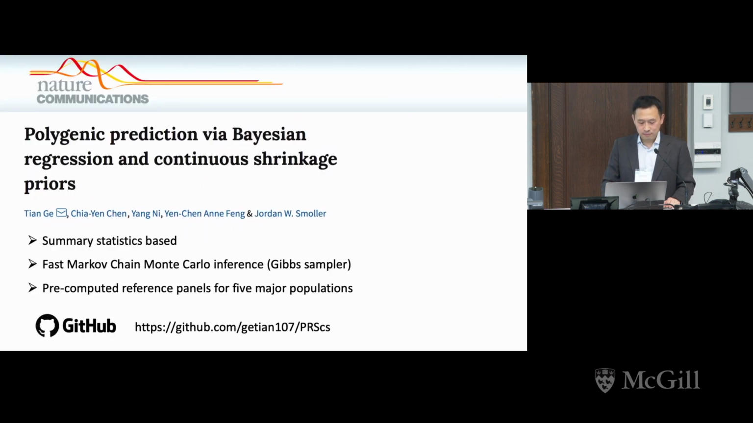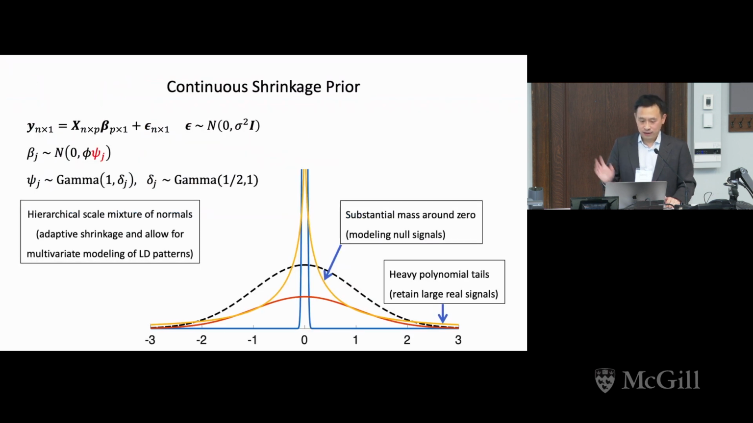I want to highlight an approach my colleague Tian Ge developed, because we're going to do the practice using this approach. It's called the continuous shrinkage approach. It's different from the priors you have seen in that each of the betas actually has its own distribution. If you recall, beta follows a normal distribution, and for all the priors you have seen, all the betas share the same distribution, but here the beta has a different distribution for each of the variants. And how do we solve that problem?